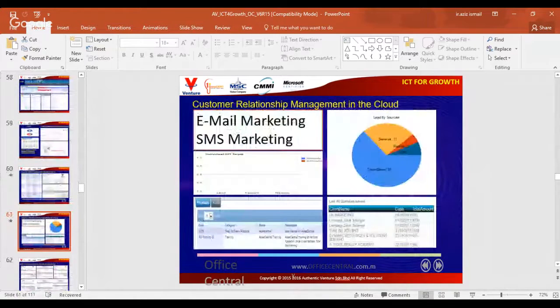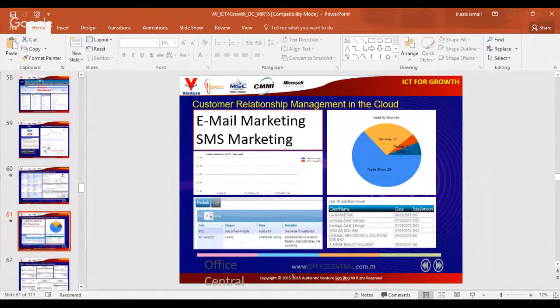And the CRM can also do email marketing and SMS marketing. You can send email via the CRM, and you can also send SMS via the CRM. So basically, try to make use of the email marketing and SMS marketing as part of your marketing strategy.